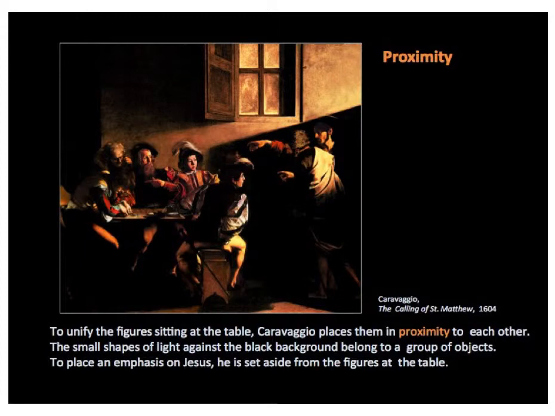Proximity means how close your elements are together. To unify the figures at the table, Caravaggio places them in proximity to one another. The small shapes of light up against the background show that they belong to a group of objects. To place emphasis on them, he also placed Jesus on the other side of the table, facing the others, so you can see that singular hand pointing towards the group.